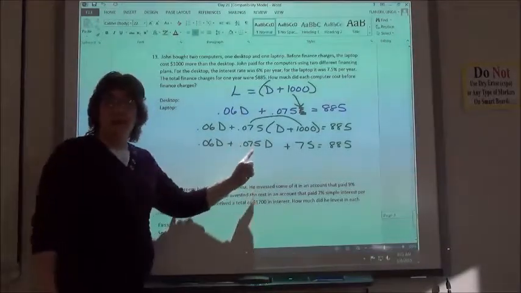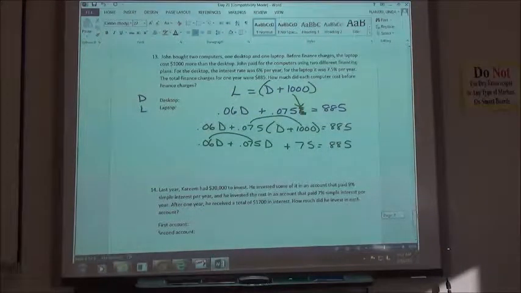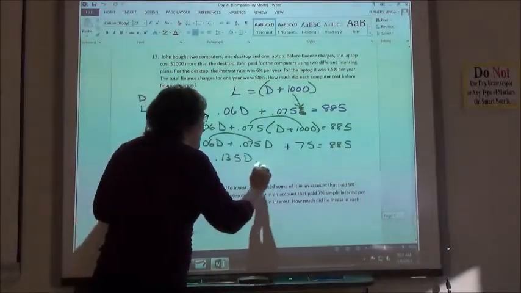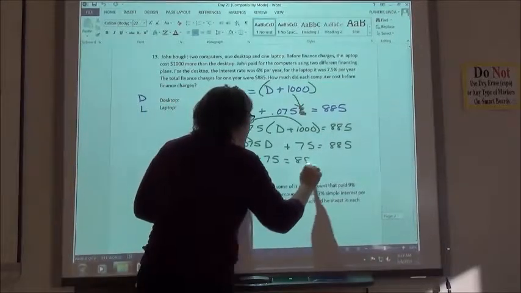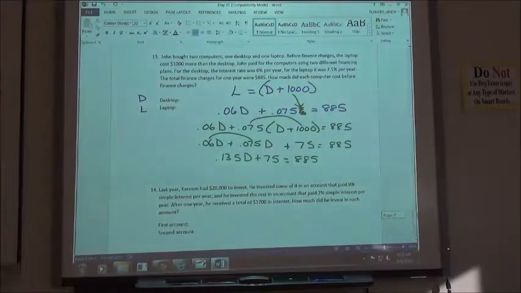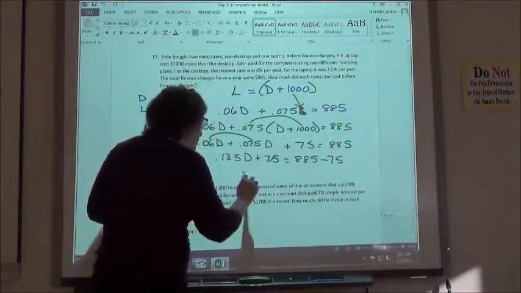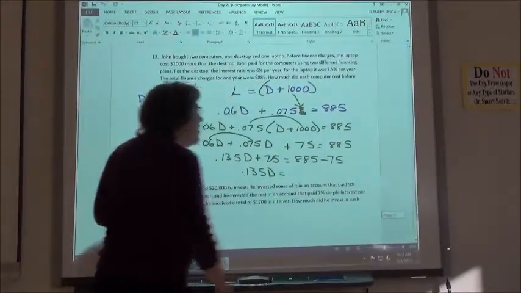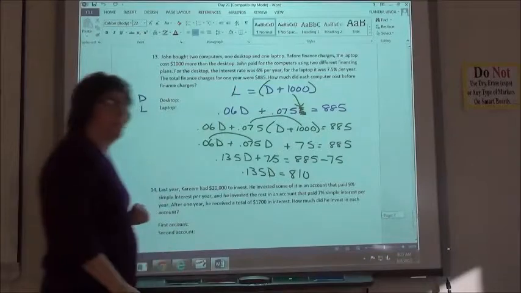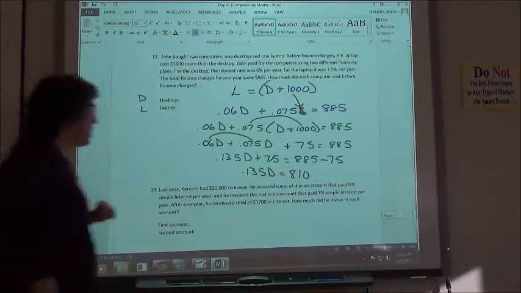I'm going to combine my like terms. I'm going to take my 6% plus my 7.5%, and I'm going to get 0.135D plus 75 equals 885. So if I want to solve that for D, the next thing I'm going to do is subtract my 75. 0.135D is going to equal 810, right? And then I'm going to go ahead and divide by my 0.135.